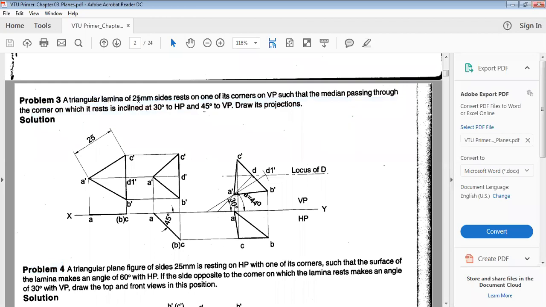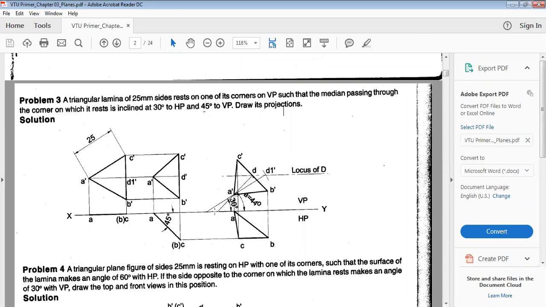A triangular lamina of 25 mm side rests on one of its corners on VP. If it is resting on VP, then we will always start with the front view. Such that the median passing through the corner on which it rests is inclined 30 degrees to HP and 45 degrees to VP. Right, friends? So here, 45 degrees to VP, that is, we have done it.